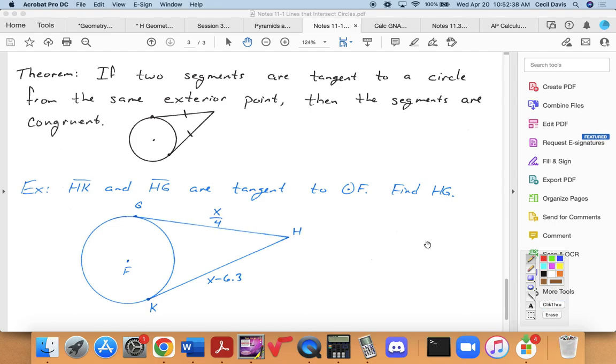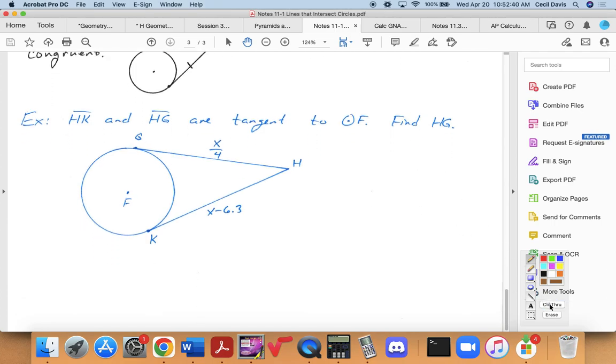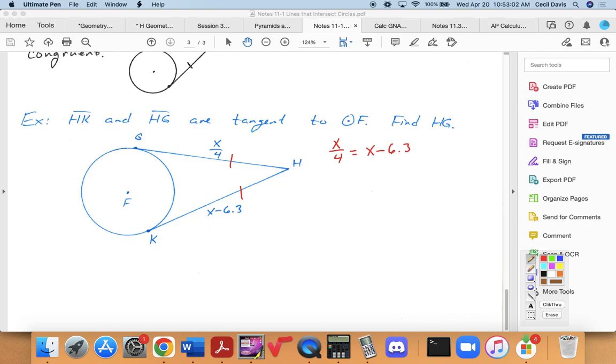All right, so let's do this one example problem. HK and segment HG are both tangent to circle F. We want to find the length of HG. I know that these two are going to be congruent to each other. So x over 4 is equal to x minus 6.3. There are lots of ways to do that, but the simplest thing is to multiply both sides by 4, at least in my opinion.